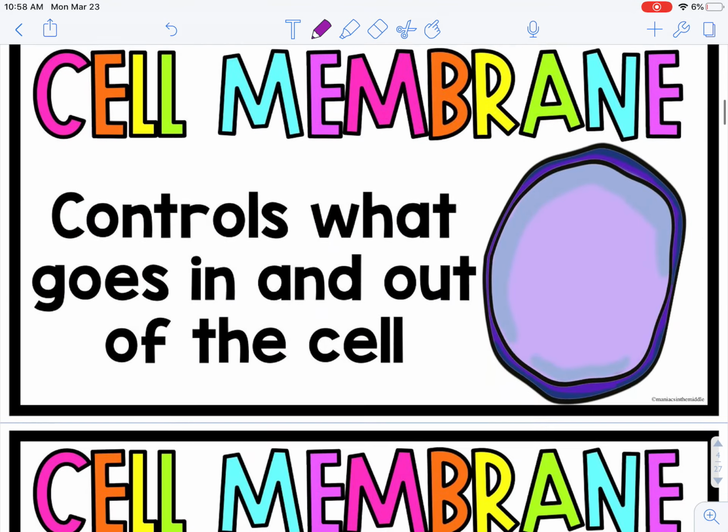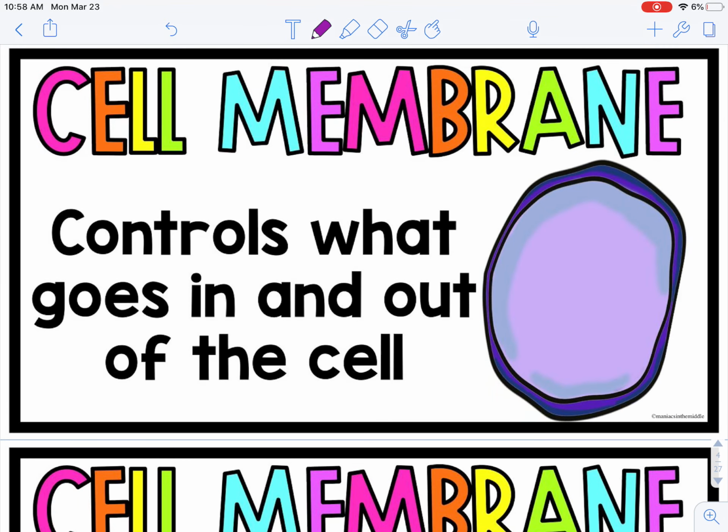Alrighty, your next organelle is the cell membrane. So the cell membrane is found in both plant and animal cells, and its job is to control what goes in and out of the cell. So I like to think of it as a balloon, kind of. So a balloon has a membrane, that latex that makes up the balloon. Over time, eventually air will go out through the membrane. That's why eventually our balloon becomes deflated.